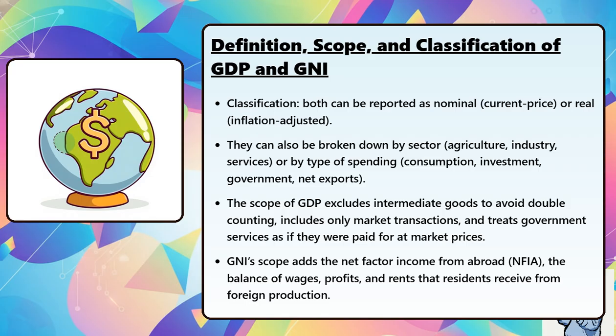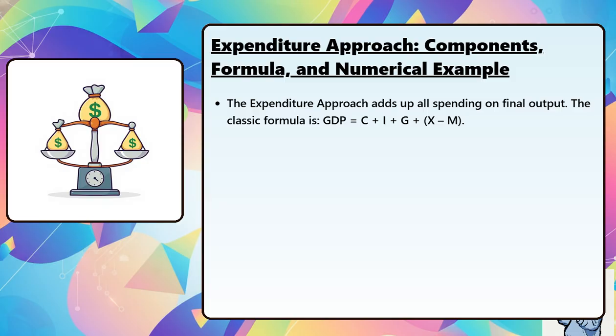GNI's scope adds the net factor income from abroad, NFIA, the balance of wages, profits, and rents that residents receive from foreign production. The expenditure approach adds up all spending on final output. The classic formula is GDP equals C plus I plus G plus X minus M.